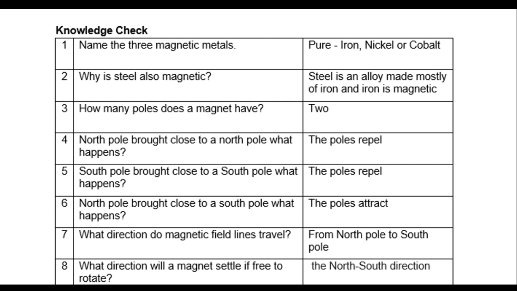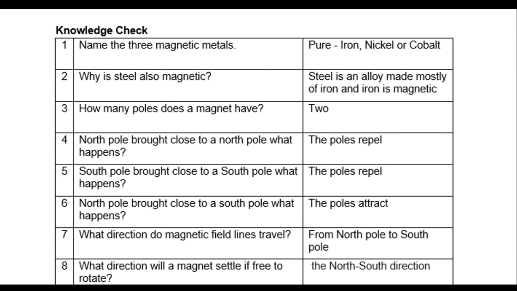A magnet has 2 poles, these are south and north. 2 north poles brought together would repel because they are like poles. Similarly, 2 south poles brought together would also repel because they are also like poles. But a North Pole and a South Pole brought together would attract, because they are unlike poles, they are opposite poles, so they would attract.